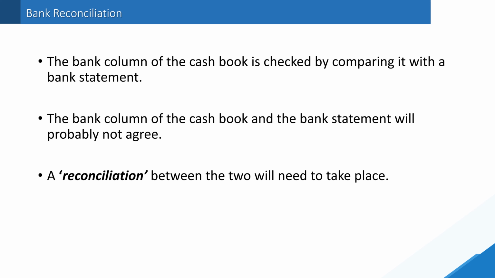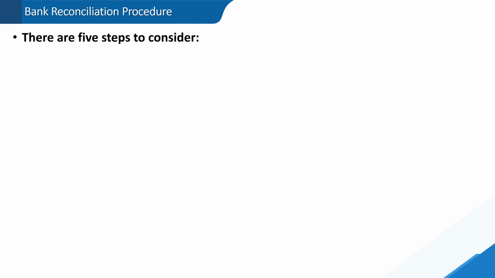The process is quite straightforward, but in essence, what we're trying to do is look at the bank column of the cash book and check it to the bank statement. The cash book is our records, and we're cross-referencing those to our financial providers. The bank column of the cash book and the bank statement probably won't agree, and there's various reasons for that. The whole idea behind the bank reconciliation is not to eradicate the differences, but to reconcile them and understand them. How we complete the bank reconciliation requires a methodical approach, and I'm going to introduce you to 5 steps.